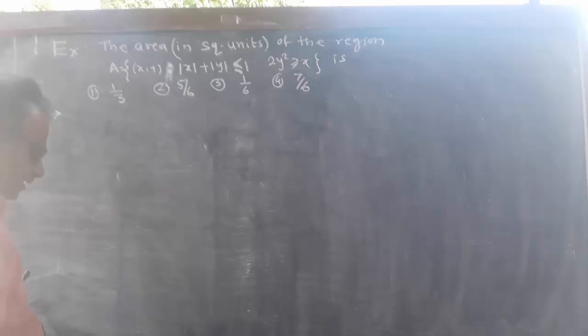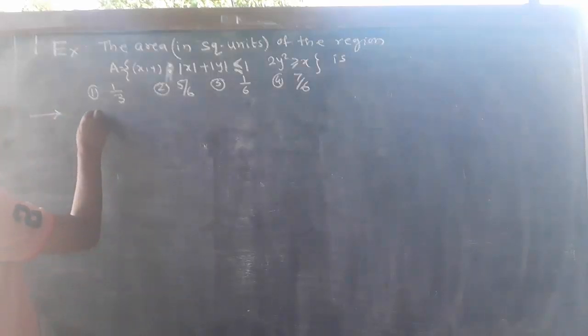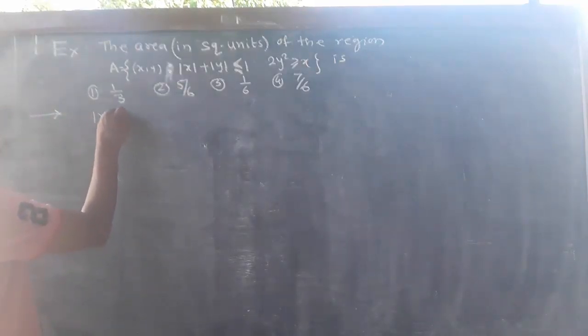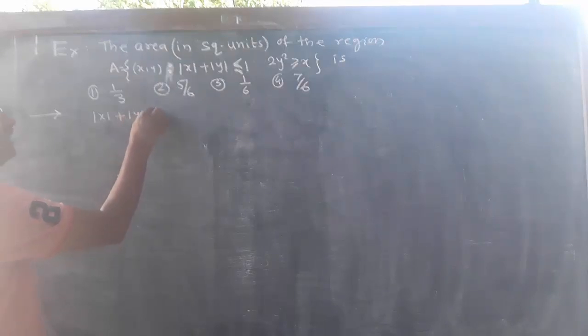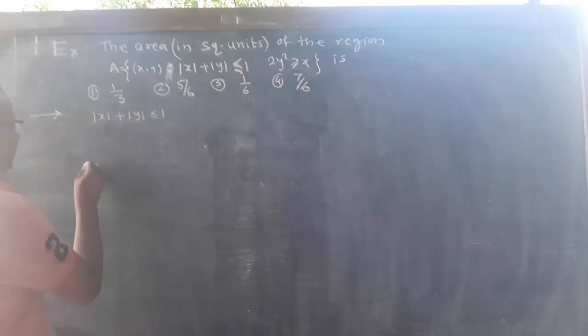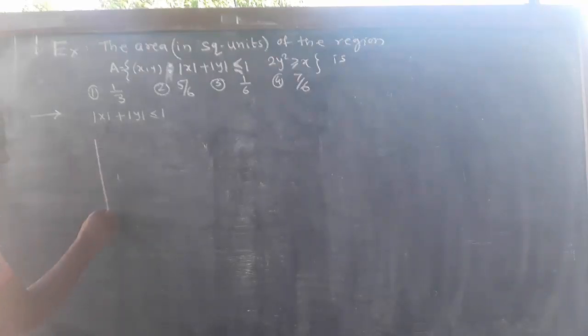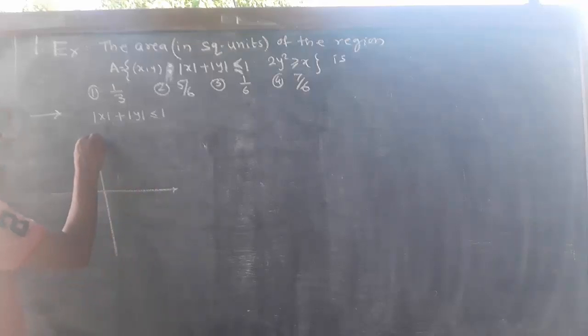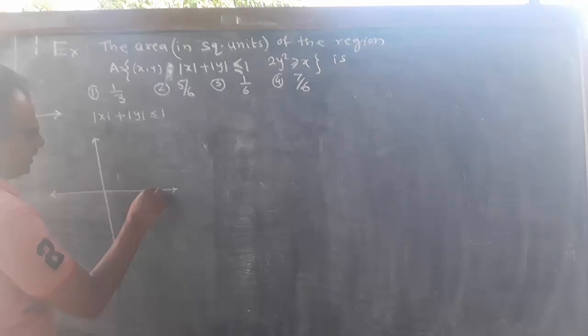Now the regions are given as mod of x plus mod of y is less than or equal to 1. Therefore, we shall draw a square. What is mod of x plus mod of y less than or equal to 1? That is a square with vertices 1 on each axis.